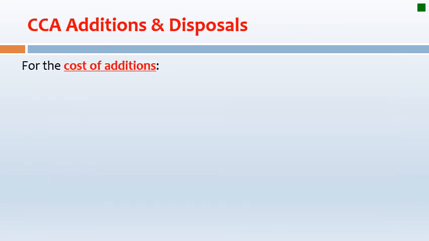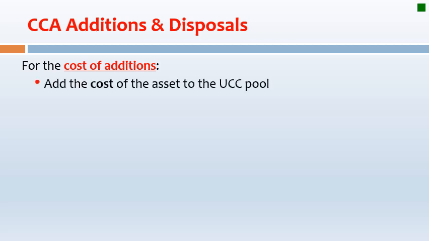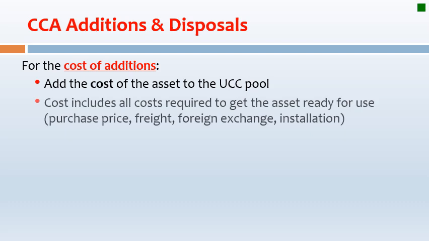Additions should be fairly straightforward. We simply add the capital cost of the asset to the UCC pool. Now the capital cost could include any expenditures that are required to get the asset ready to be used in the business. This could be things like freight or foreign exchange charges, installation costs, stuff like that.